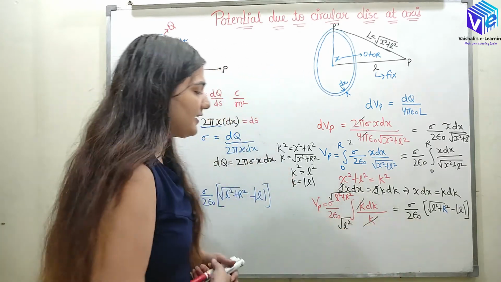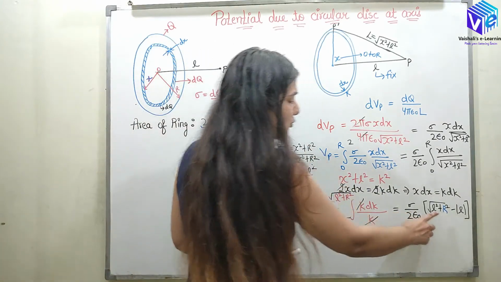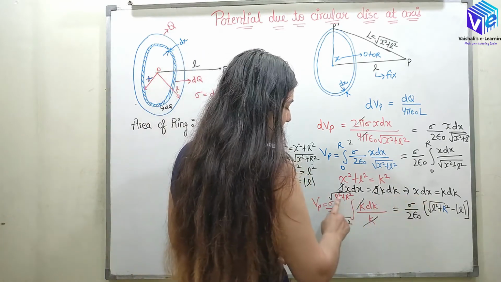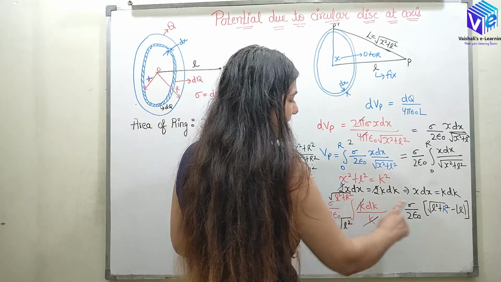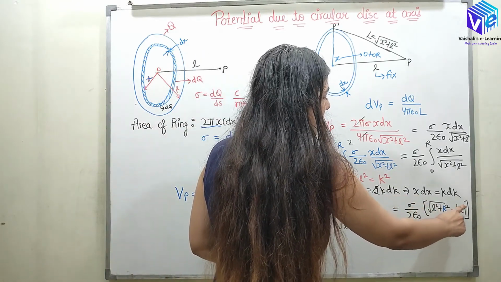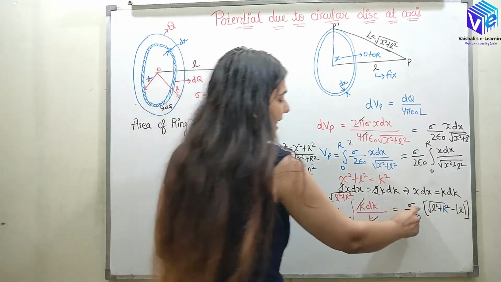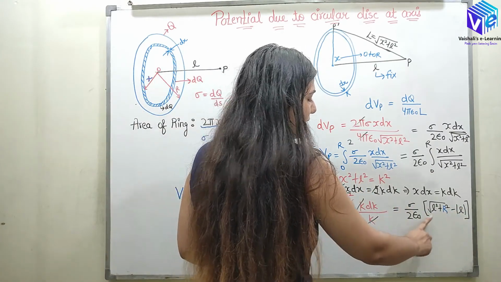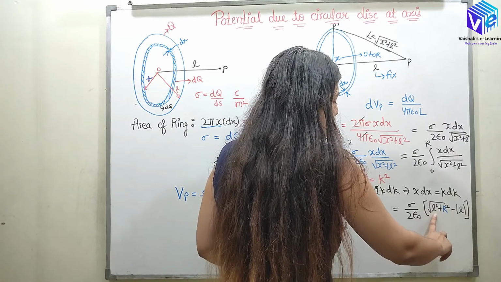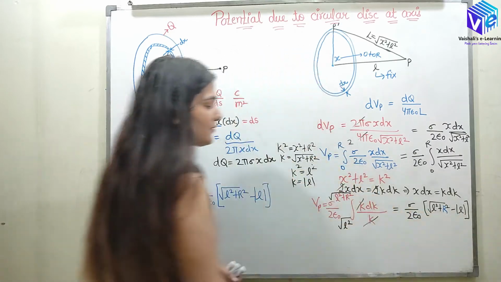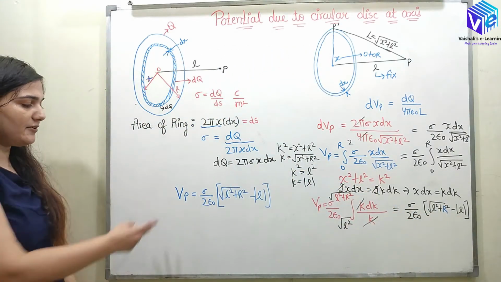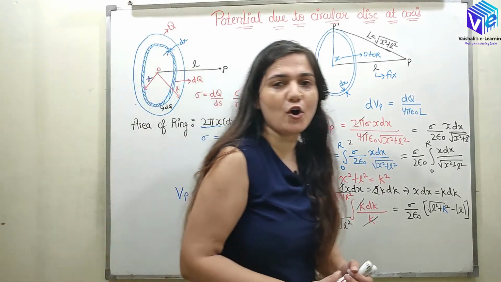So now integration of dk will be equal to k, with the upper limit under root L square plus r square and the lower limit mod of L. So I have sigma upon 2 epsilon naught as it is, times under root L square plus r square minus mod of L. So this is how I will find the potential at the point P.